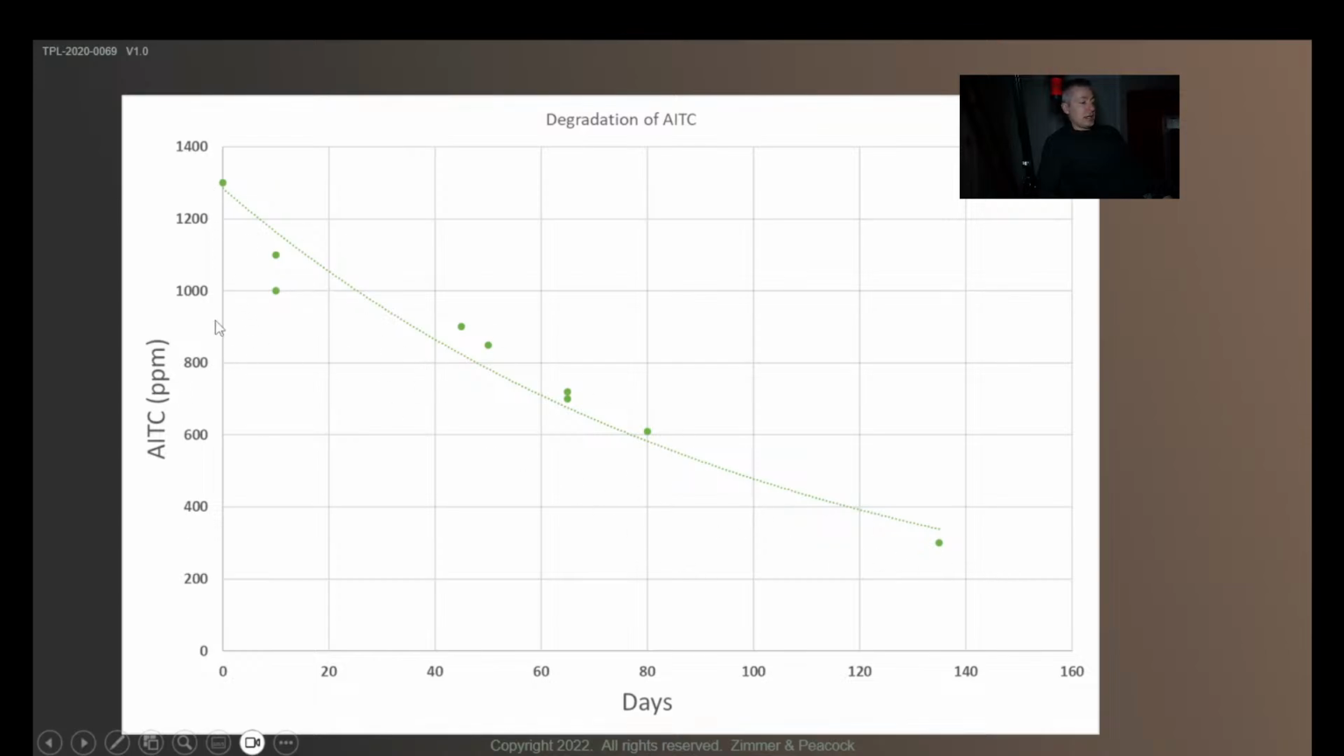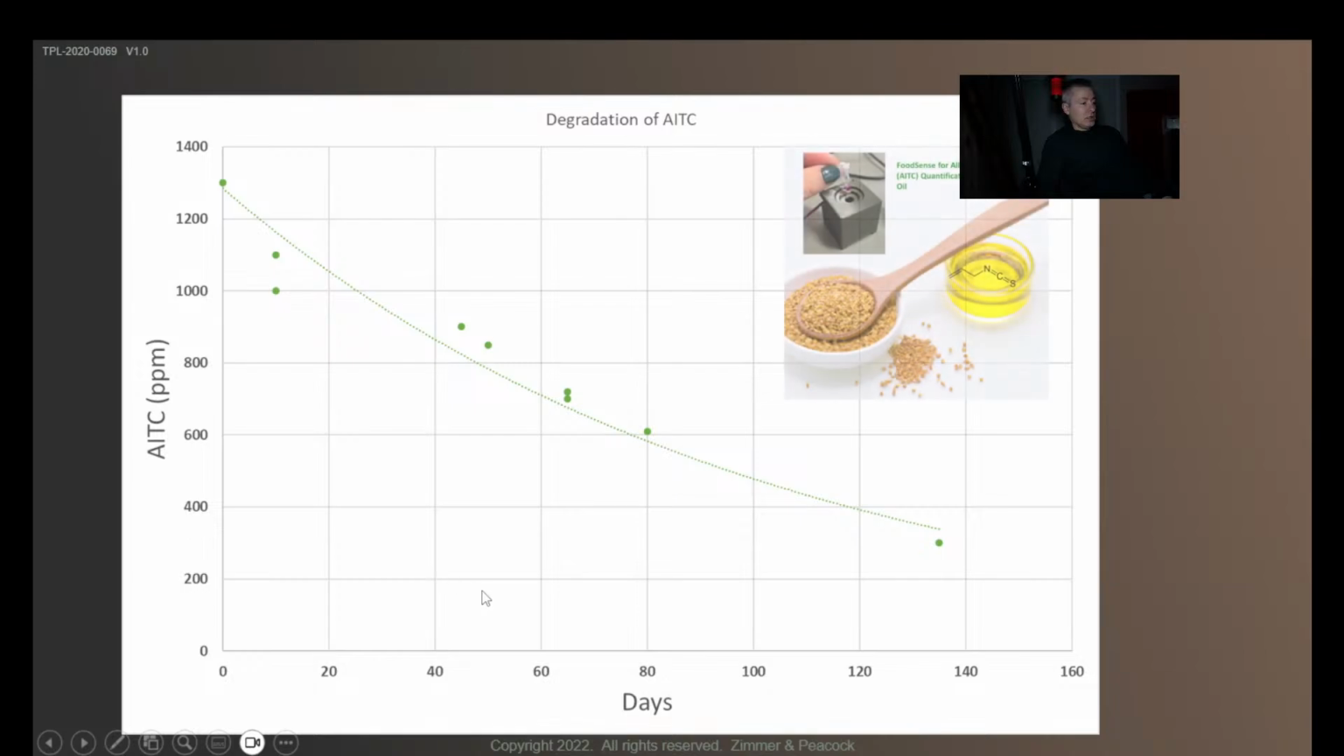Now this is obvious stuff that I'm stating here, but the reason I've stated all of this is because if you measure AITC in a mustard oil, on day one it could be quite high. You can have like 1300 ppm of AITC, so that's mega high. But on day 140, then, just trying to do some quick calculations here.